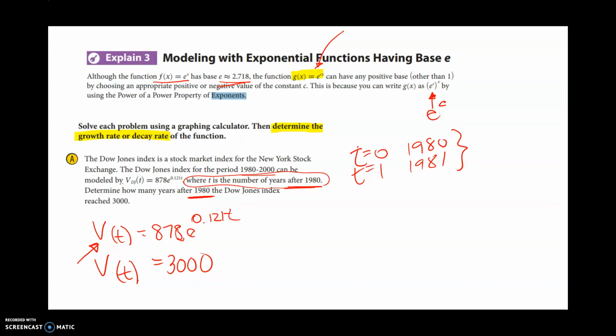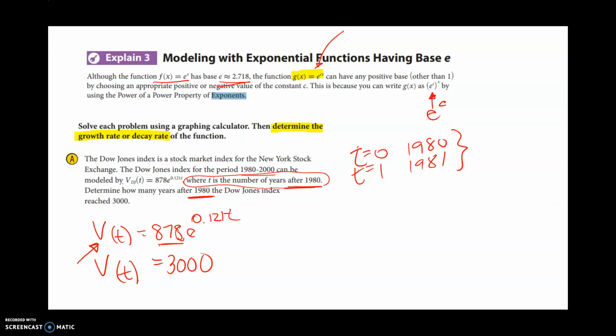So we're going to graph. Now remember, here's where we have to play around with windows to see if we can see our intersections. So I'm going to graph 878 e raised to the 0.121 t, or x, right? And 3,000.